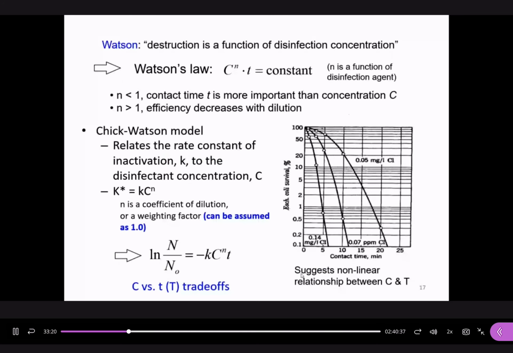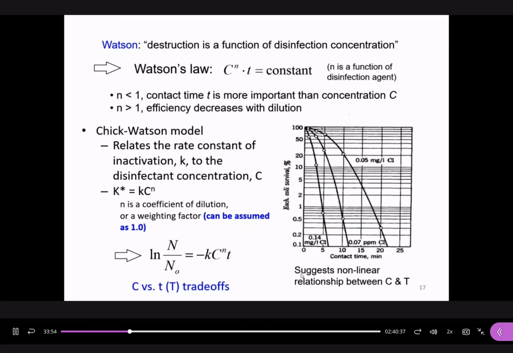The second model is Watson's law. Efficiency is a function of disinfectant concentration. If we write Watson's law, C to the nth power times t is constant and n is a function of the disinfecting agent. When n is smaller than 1, contact time t is more important than concentration. But when n is larger than 1, the efficiency decreases with dilution, so the concentration is more important.